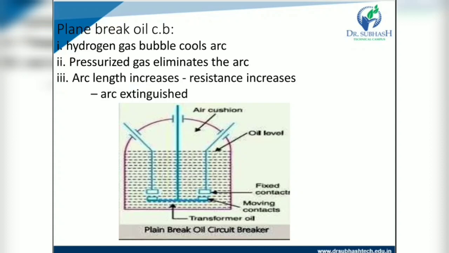The gas which is generated is liberated and surrounds the arc, and its explosive growth around it displaces the oil. The arc is extinguished when the distance between the fixed and moving contacts reaches a certain critical value, which depends on the arc current and recovery voltage.